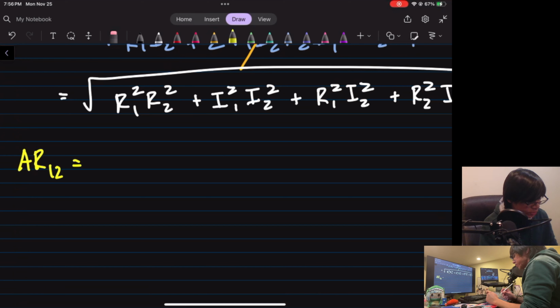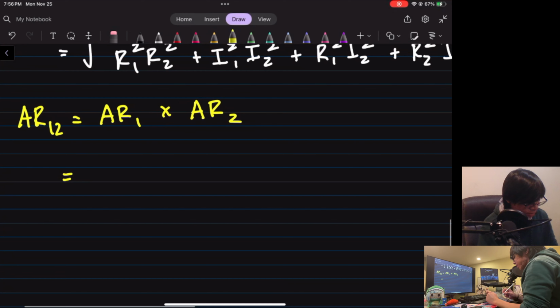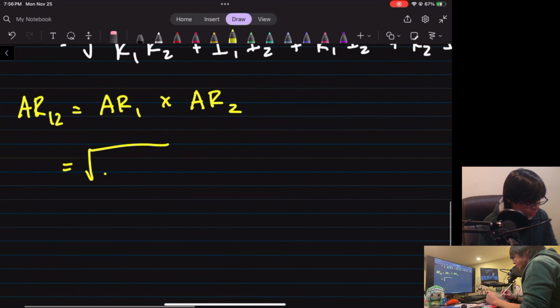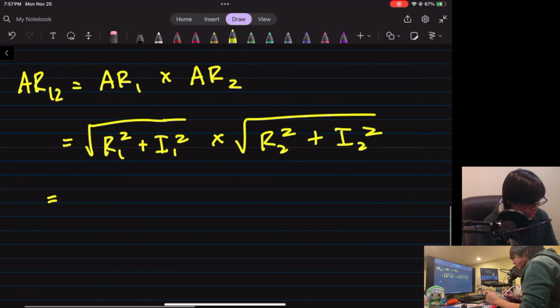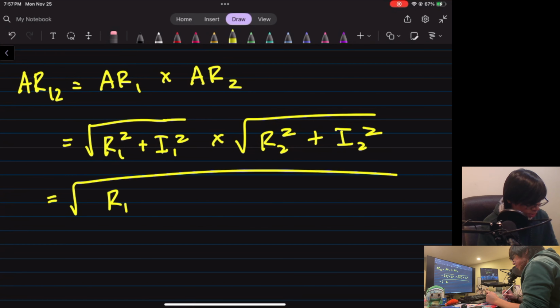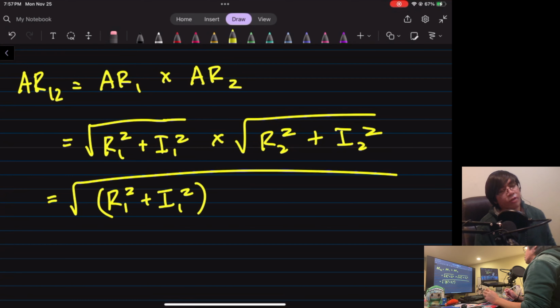So if we do it individually, we would have something like, so we had amplitude ratio 1 and 2. So we have AR1 times AR2, amplitude ratio of 2. And like I said earlier, those were the real and imaginary parts squared. So for 1, it would be R1 squared plus I1 squared. And then this is times R2 squared plus I2 squared. And if we multiply these, you'll notice that this is pretty similar to our original product of the two transfer functions in series.